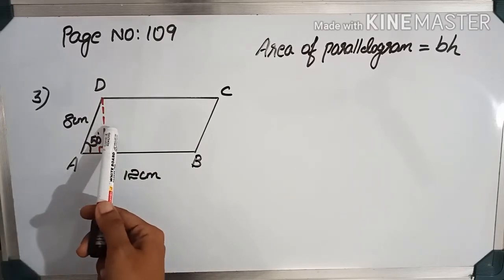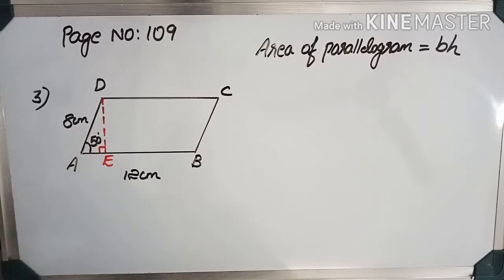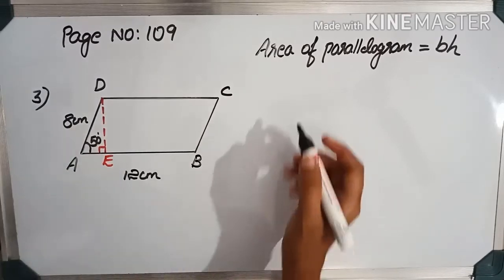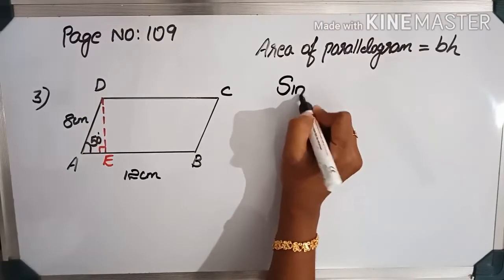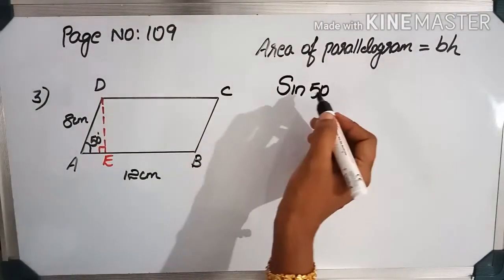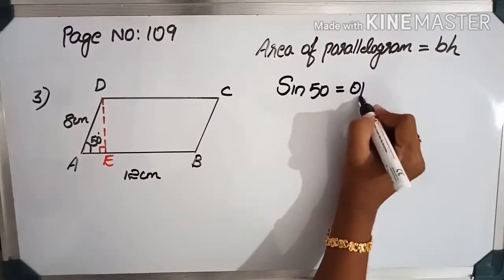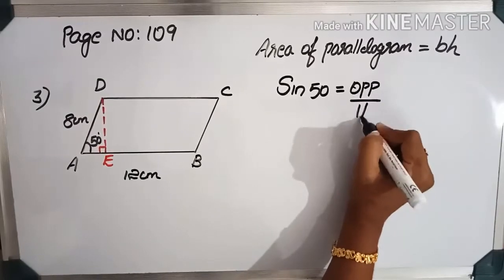So opposite side we have to find, hypotenuse is given. Again it will be what? Opposite and hypotenuse relation is what? Sine. Okay, so sine angle we have to consider. Sine 50. Given angle is 50, so sine 50 we have to consider. So sine 50 equal to opposite side by hypotenuse.